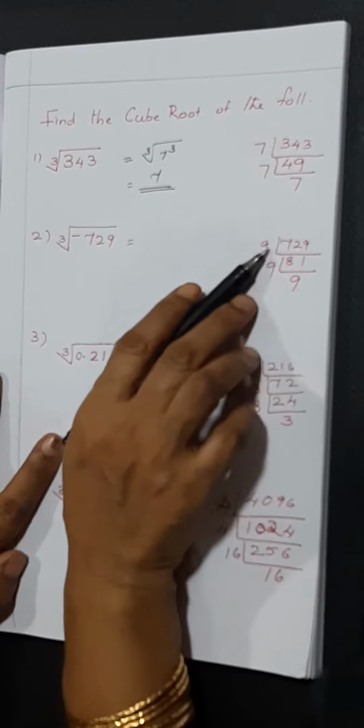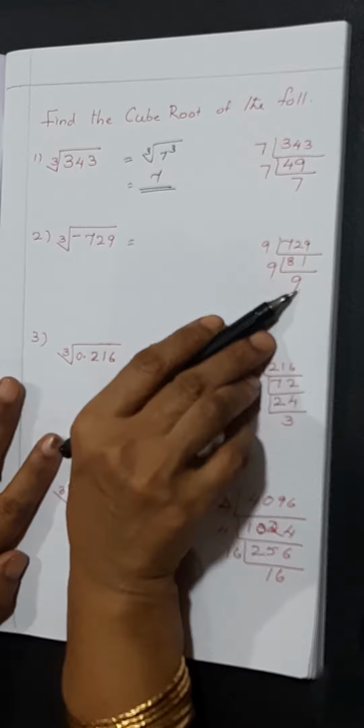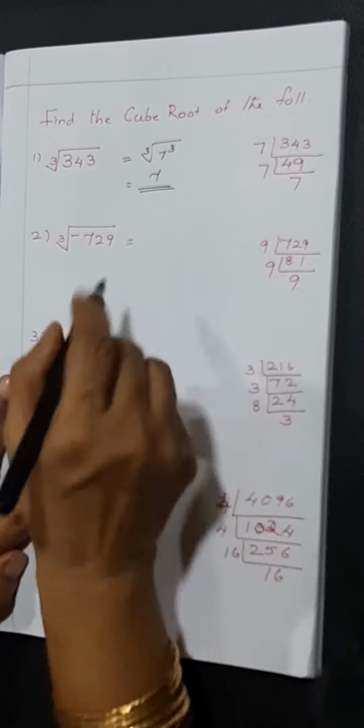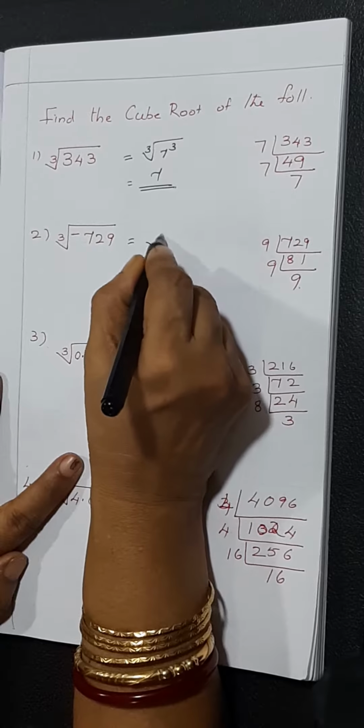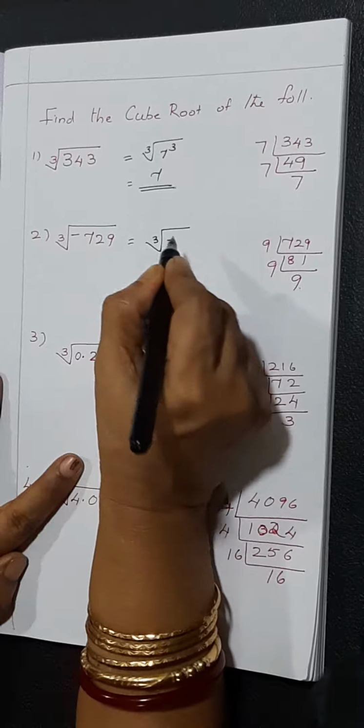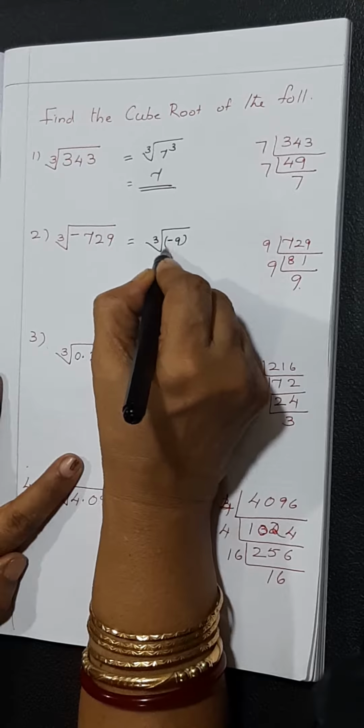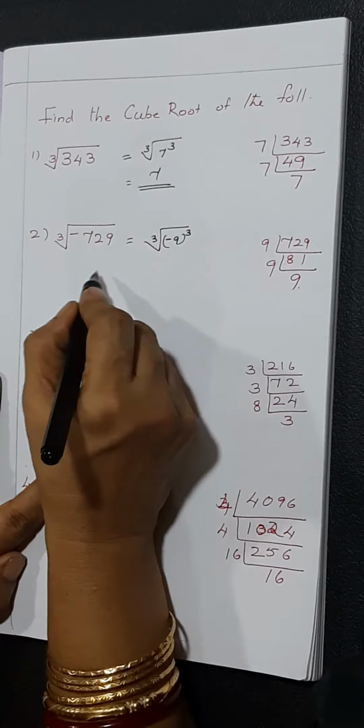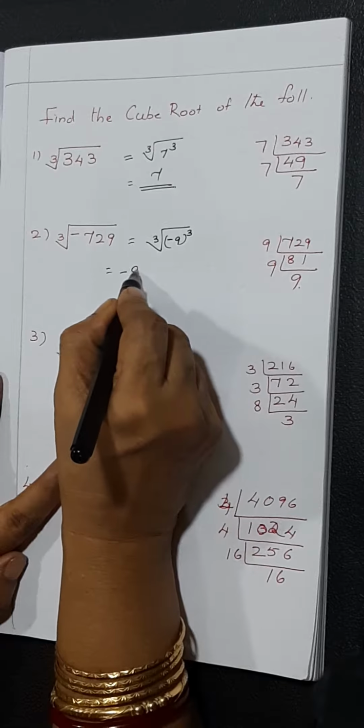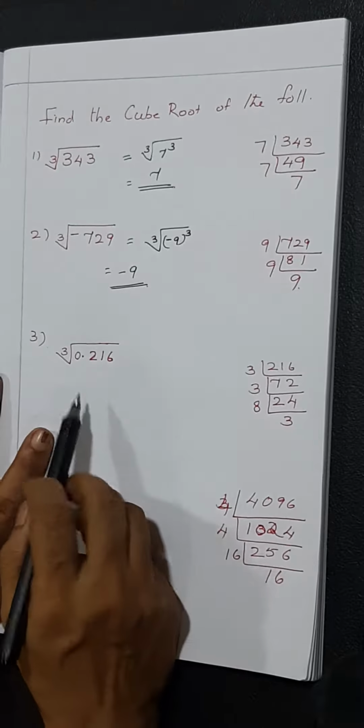For 729, again you do the factorization, you get 9 cube, so this is equal to minus 9 the whole cube. So the answer is equal to minus 9.